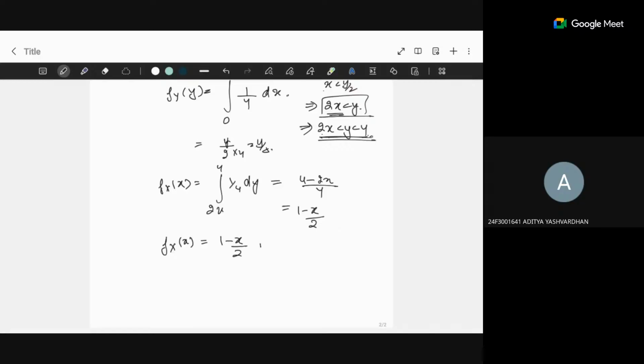Okay. So can you tell me the limits of x? 0 to 4. 0 to 4, sure? See, my x limits are going from 0 to y by 2, and my y is going from 0 to 4, so the limits of x will be 0 to 2. Okay. Yes or no?